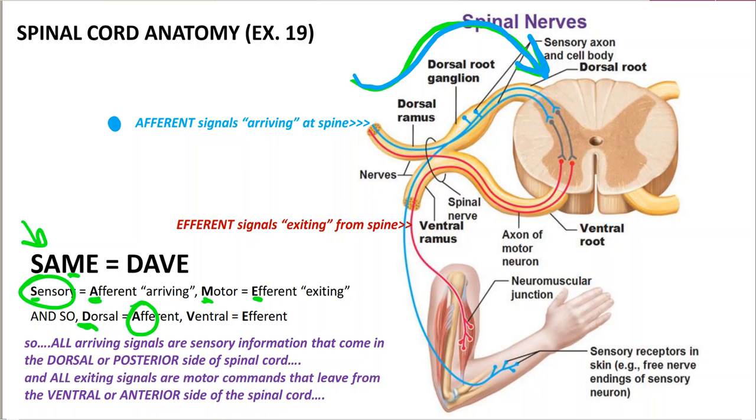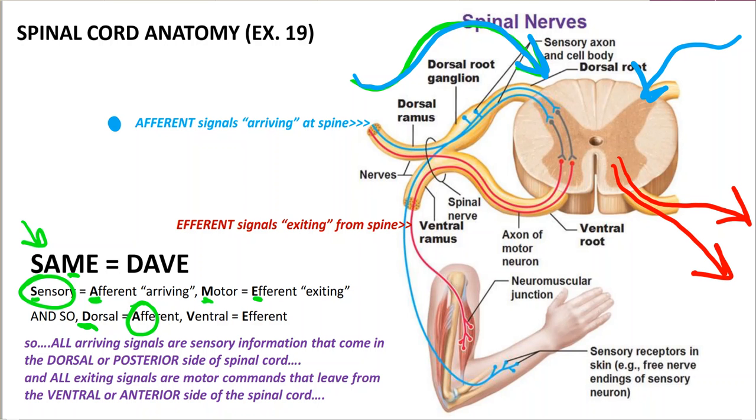So afferent is arriving signals, and efferent are motor signals. So the motor signals exit from the front, and they go tell your body what to do. So you touch a hot stove, and an afferent signal comes in: ow, it's hot. And then to get your hand to pull away from the stove, a signal goes out this direction, and it tells your muscles to pull your hand away from the stove.